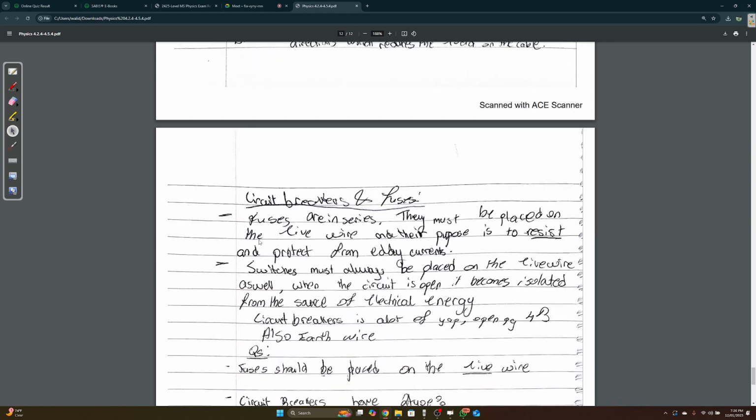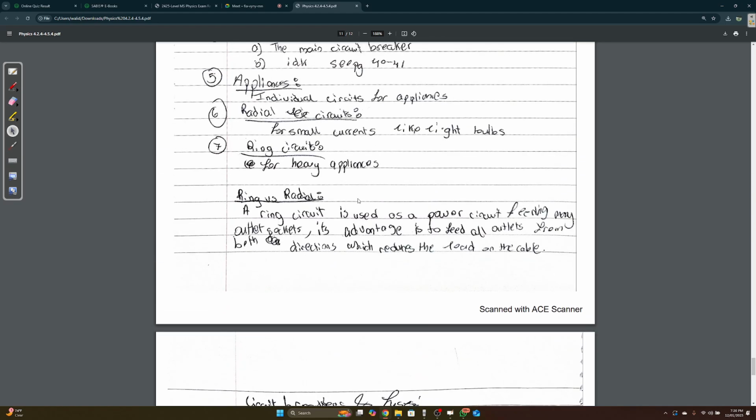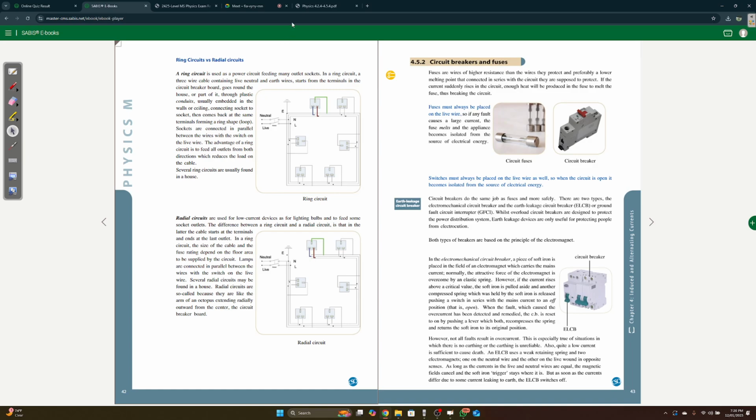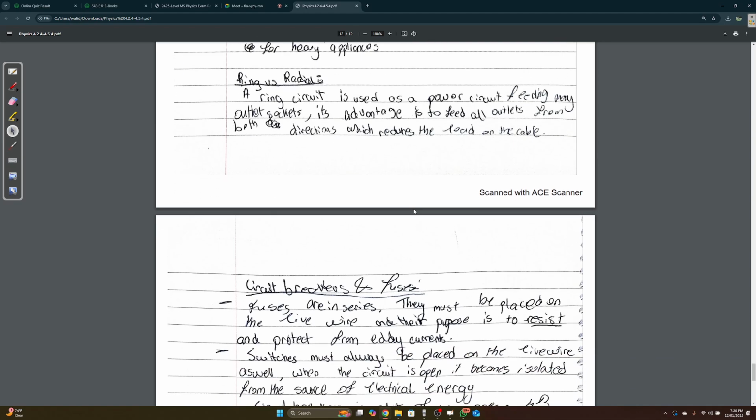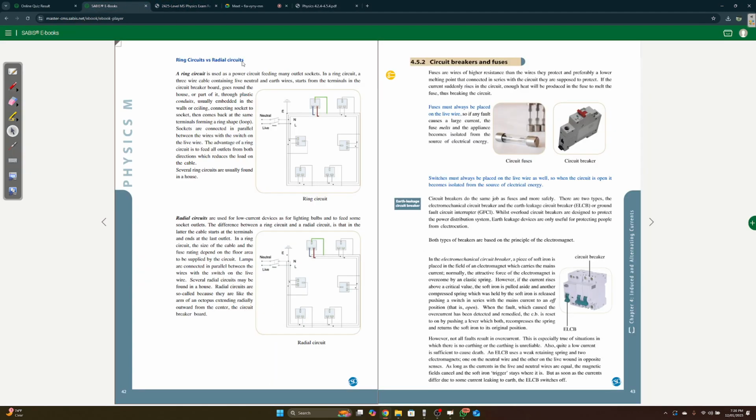I think I have this in my notes. They talked a lot in the book, but I'm just going to use my notes. A ring circuit is used as a power circuit, feeding many sockets. Its advantage is that it feeds all outlets from both directions, which reduces the load on the cable. That's pretty much it. A ring circuit is big and it feeds these small radial circuits. Let me show you. In a ring circuit, there are three wires.